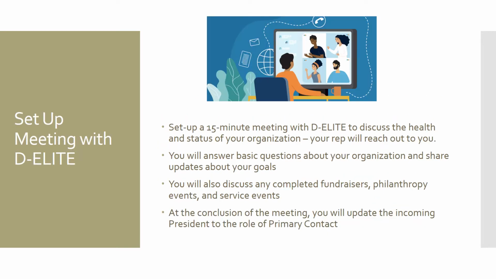Once again, setting up a meeting with DE Lead will take approximately 15 minutes, and they will ask you basic questions about your organization and an update regarding your goals from the previous year. You will also discuss fundraisers and philanthropy events, and at the conclusion of the meeting, you will make sure that you have an updated president as your primary contact for your organization.